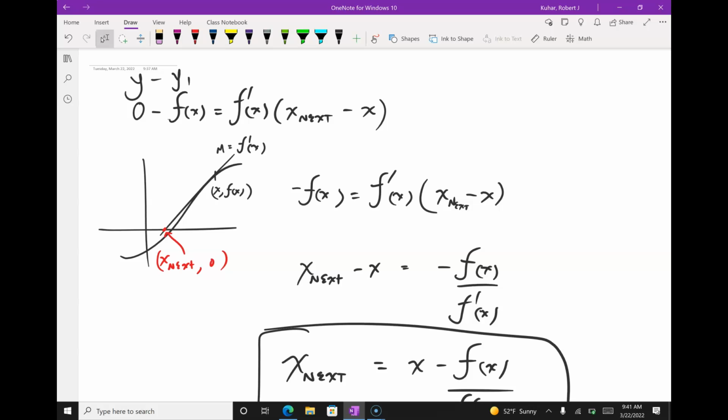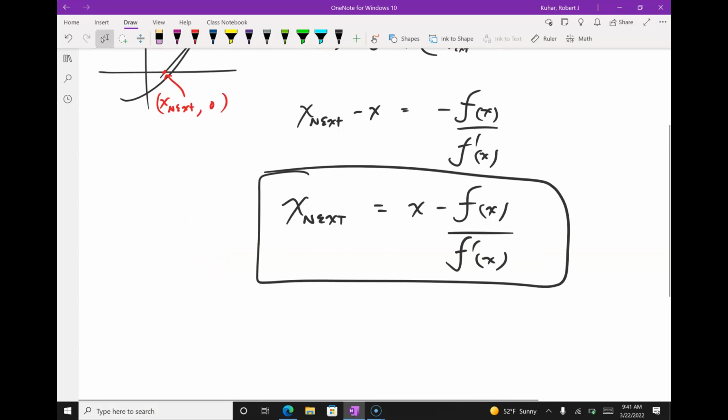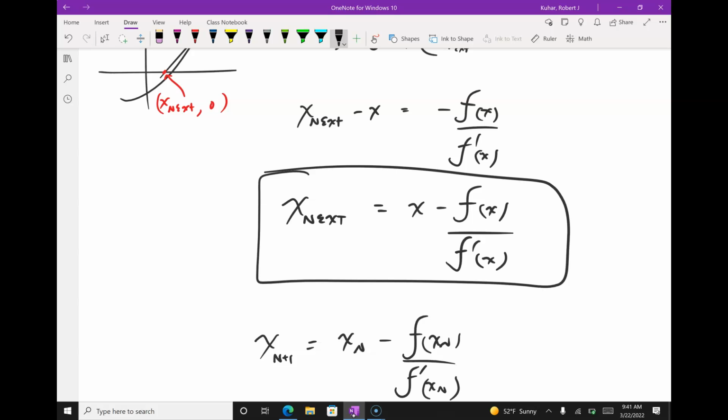Now, if you read this section of the book, you'll see this exact formula, okay? But it's going to write it like this. X sub n plus 1 equals x sub n minus f of x sub n divided by f prime of x sub n. And so all of the x sub n's, I'm saying, well, just call it x, right? I just replace all of them with the same simple thing.